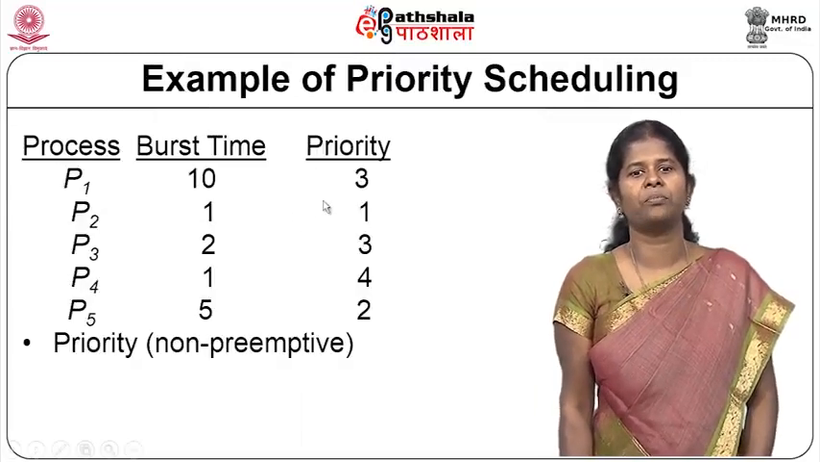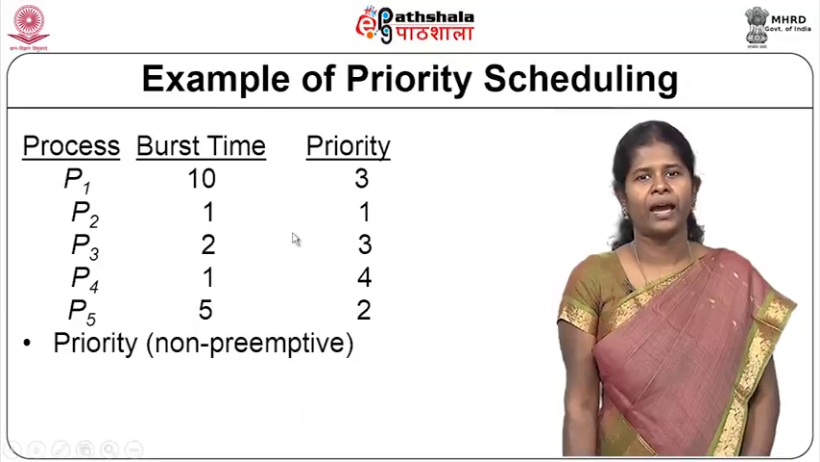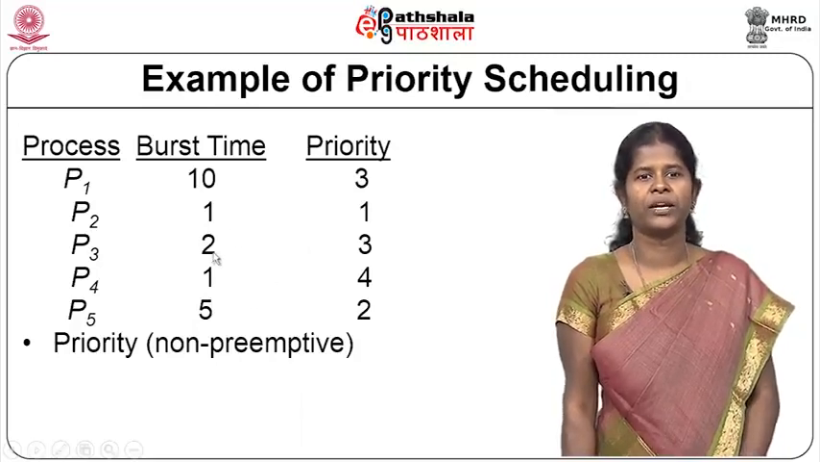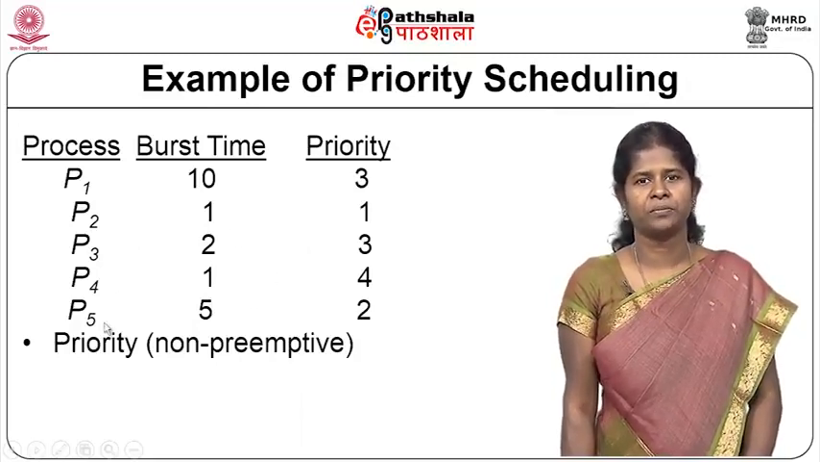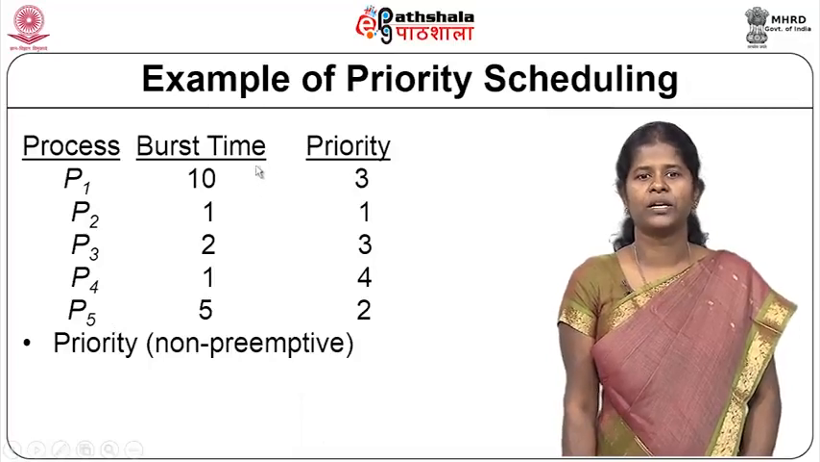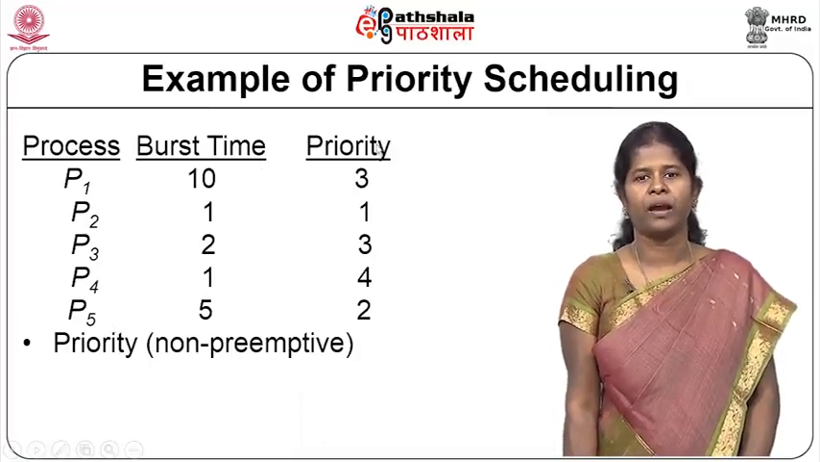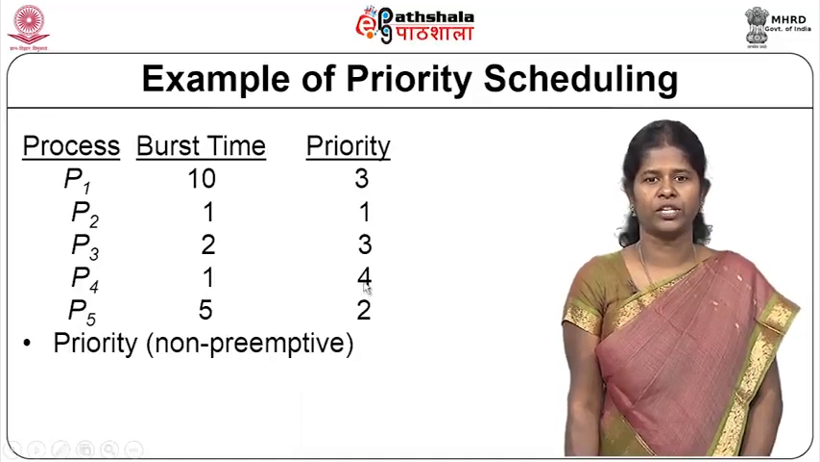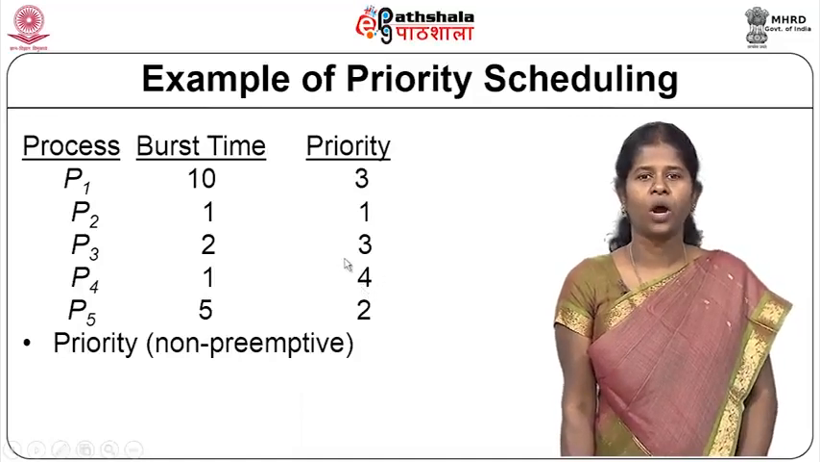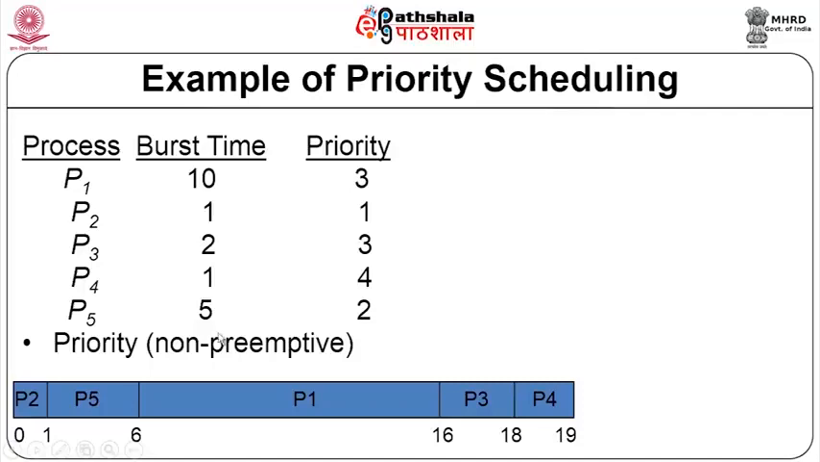Now, we will see an example of priority scheduling, and this is a non-preemptive priority scheduling. There are 5 processes P1 to P5 and each one has got its own burst time, and priority is also assigned for each of the processes. So, how is this assigned? P2 is the process here with the highest priority. I assume here that a smaller integer for the priority means it is the highest priority. So, the highest priority process here is P2.